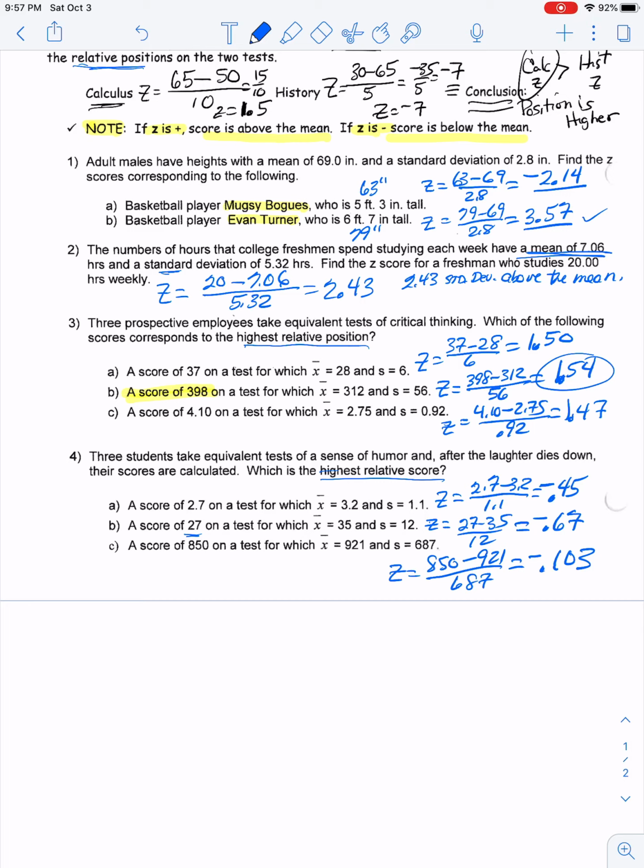Yeah, negative 0.10. Okay. So then it says, which one has the highest relative position? Well, it looks like this one right here, huh? Because it is closest to 0. So we're going to take this one. So we will say, sorry about that. Had a little question mark on my notes. The score of 850 has highest relative position.